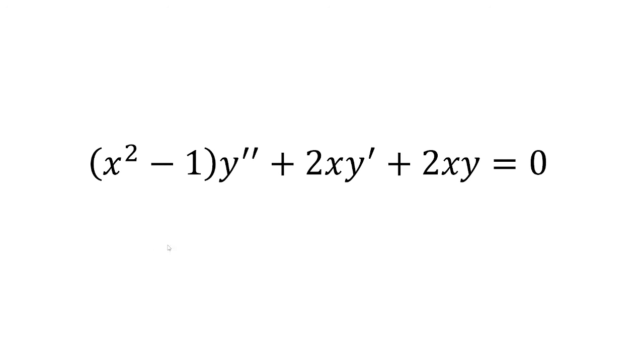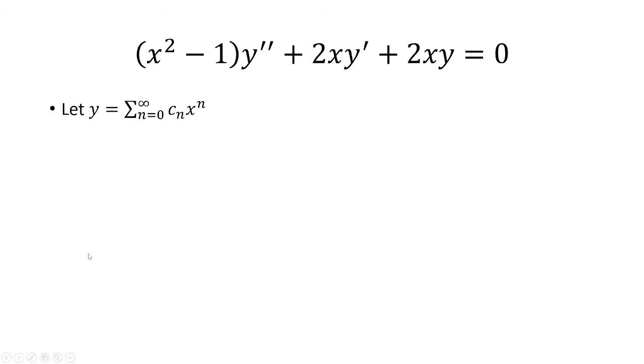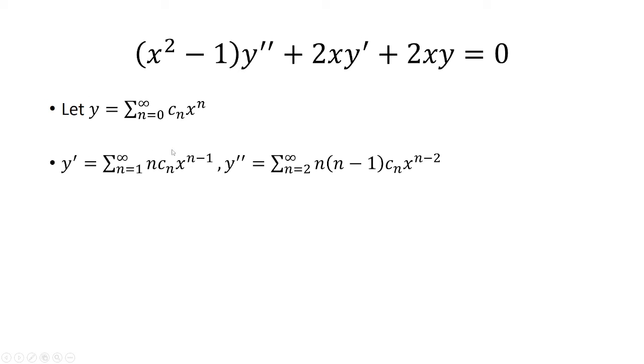Let's find a recurrence relation for this differential equation using power series. So let y equal the sum from n equals 0 to infinity of c sub n times x to the n. When you take the derivative, we're going to bring down the exponent and subtract 1. And every time we take the derivative, the index here increases up by 1.